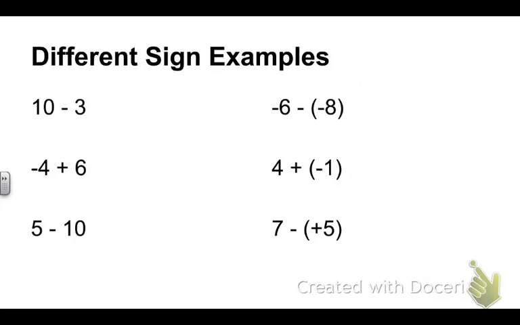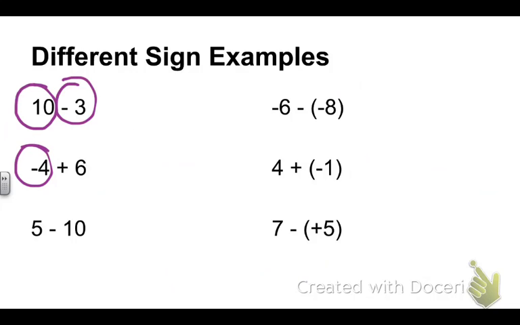So some examples here. First one, 10 minus 3. I know you're going, duh, 7. But I just want you to look at the signs so you can start to get this idea. That 10 is a positive. That 3 is a negative. You subtract them. All right, same thing below.